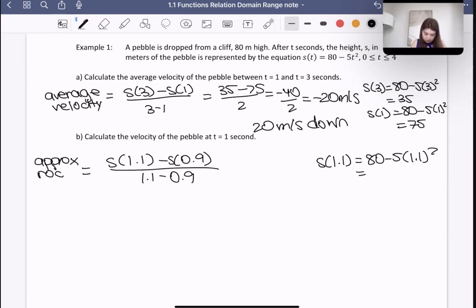1.1 squared times 5, then 80 minus that number gives us 73.95. And then what about S of 0.9? That is going to be 80 minus 5 times 0.9 squared times 5, times negative 5, and then 80 subtracted is going to be 75.95.